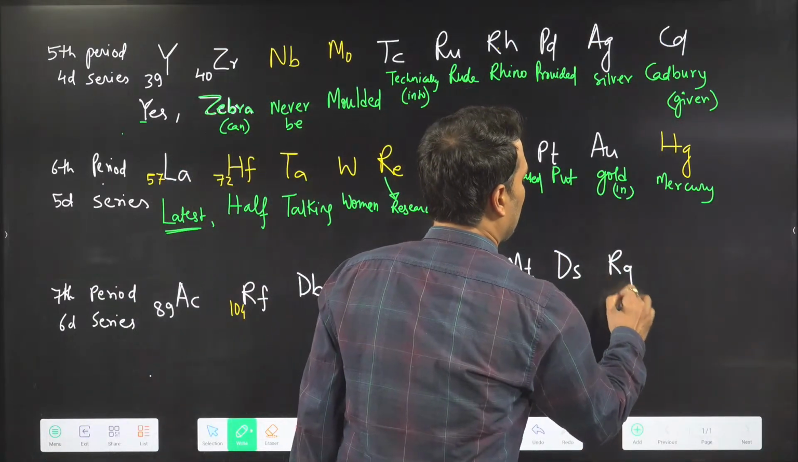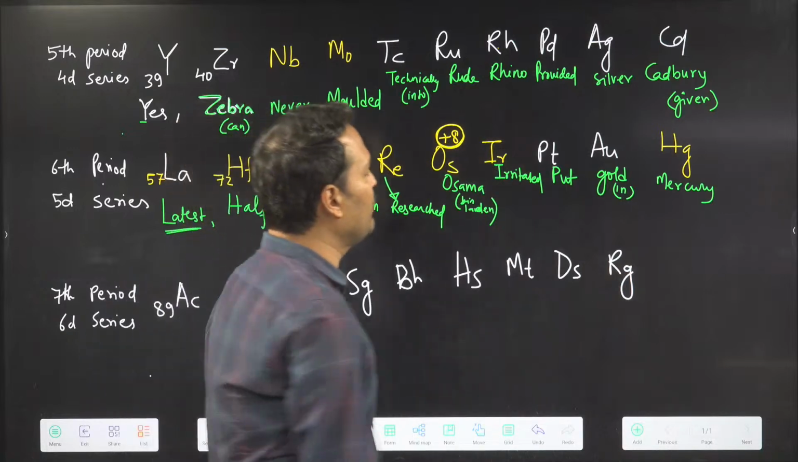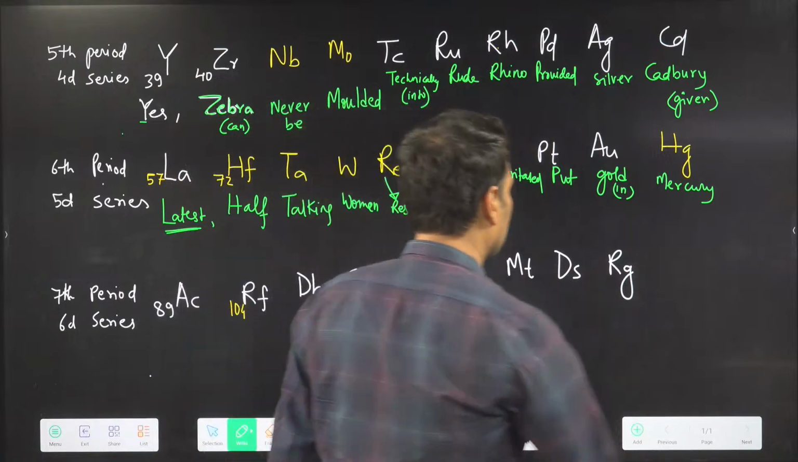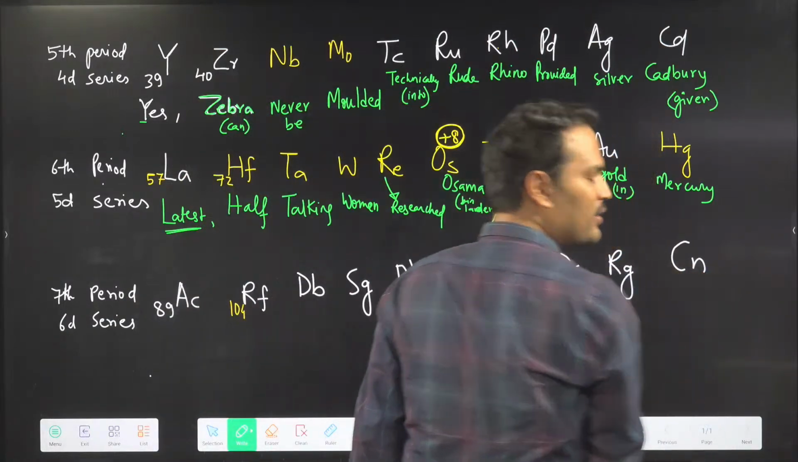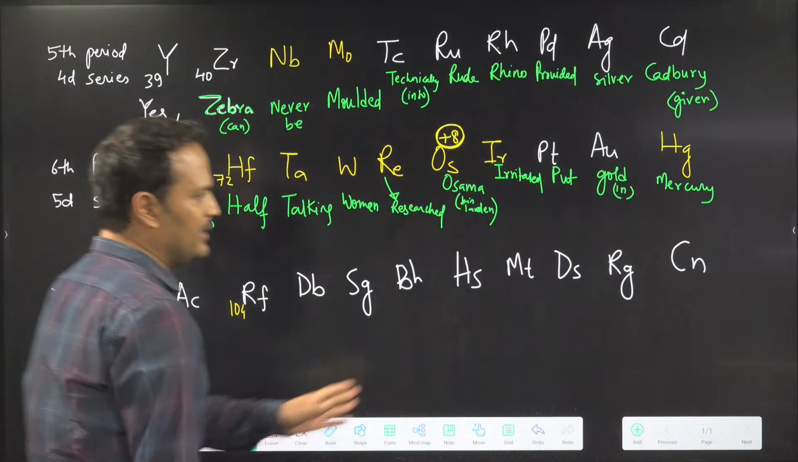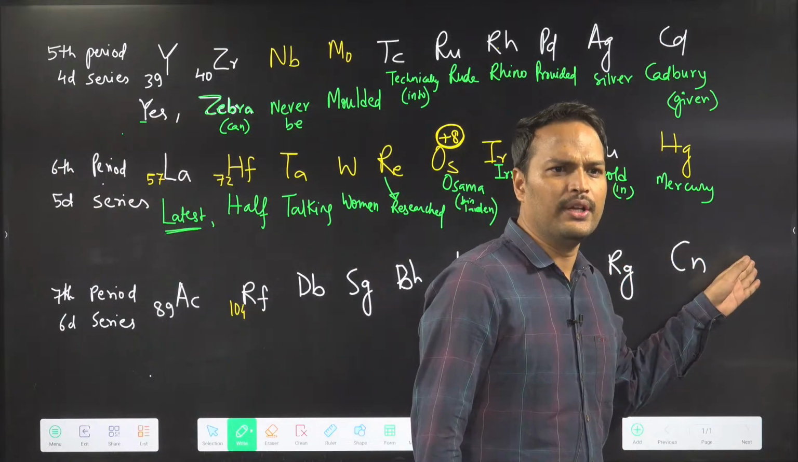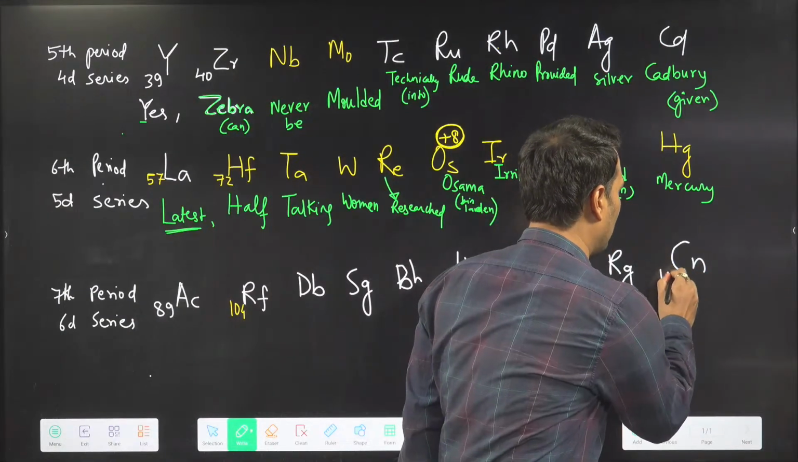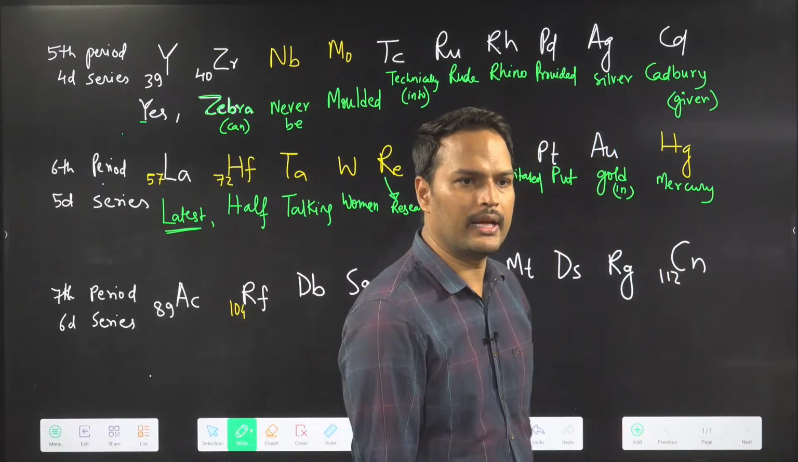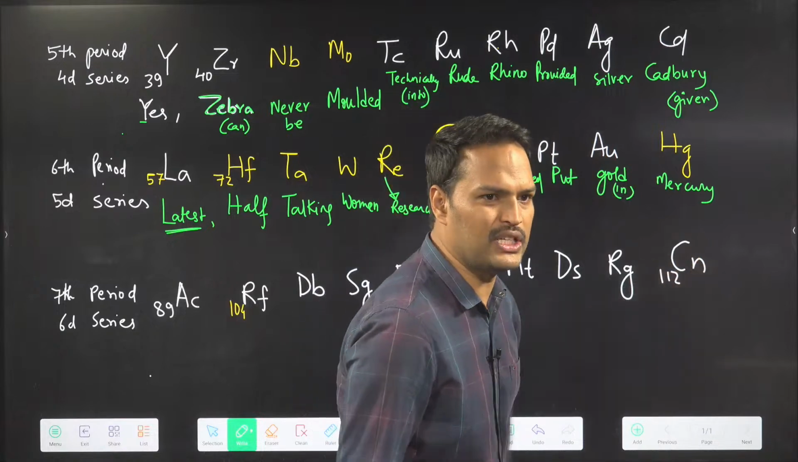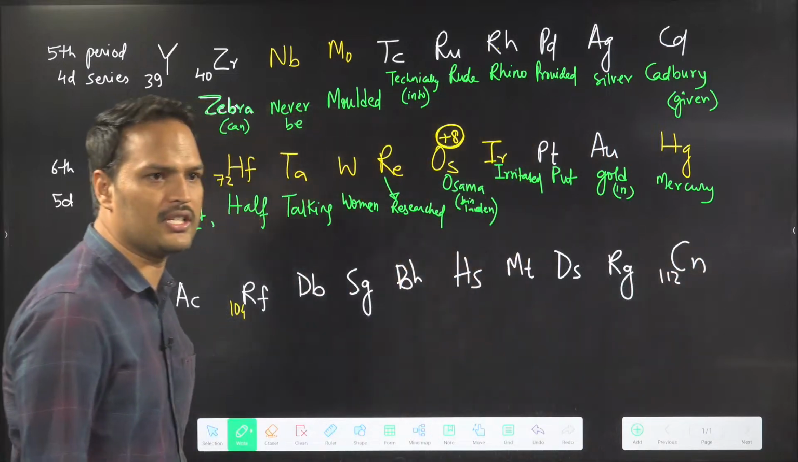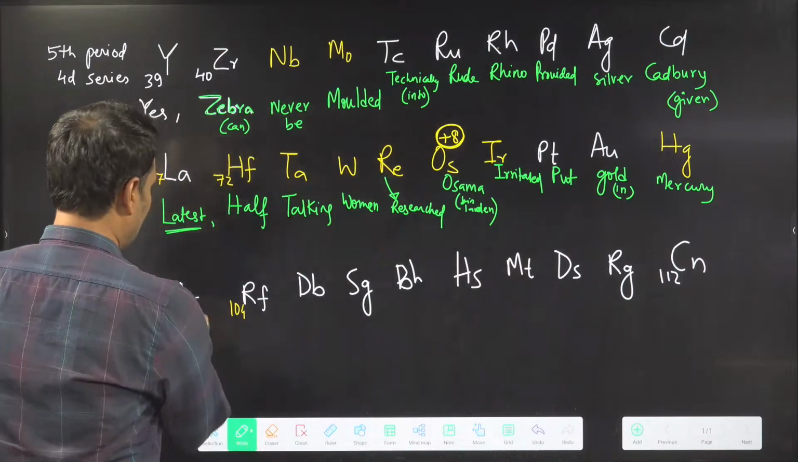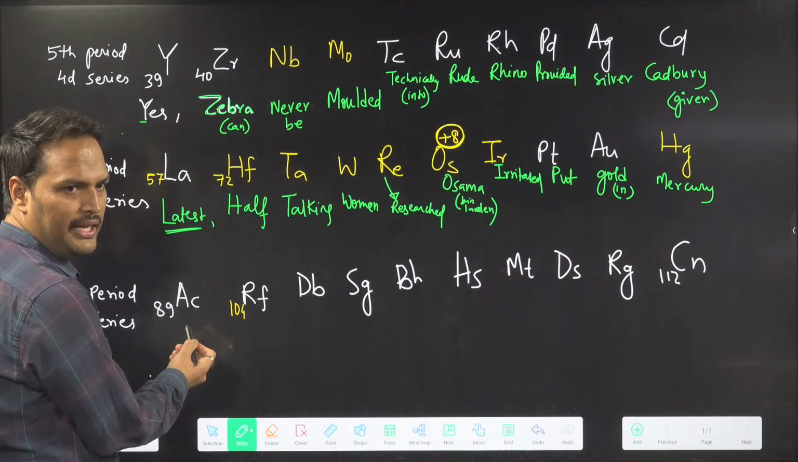Then what is there? Rg. And you remember this thing? Cn. So this Cn will be used in future. After this, there are those elements. Which ones do you know? Nihonium. Do you remember that? Nihonium. So this is your 112. Copernicium. Cn is copernicium. Do you know the name of all the elements after seeing their symbol? Can you tell that? Just try to see the name.